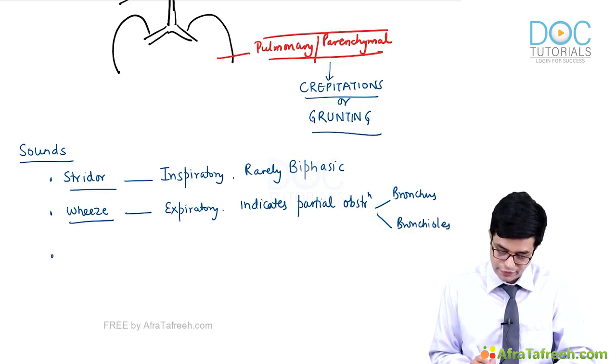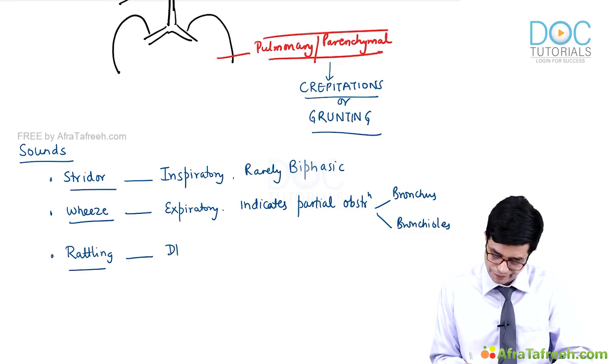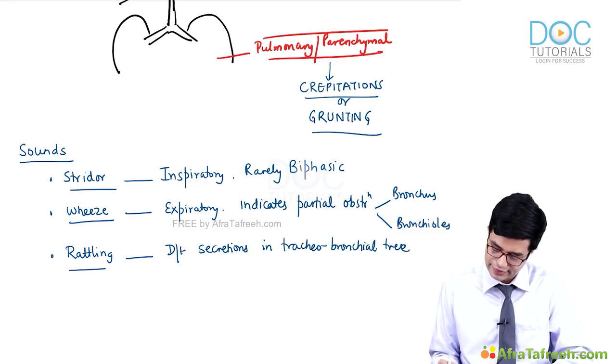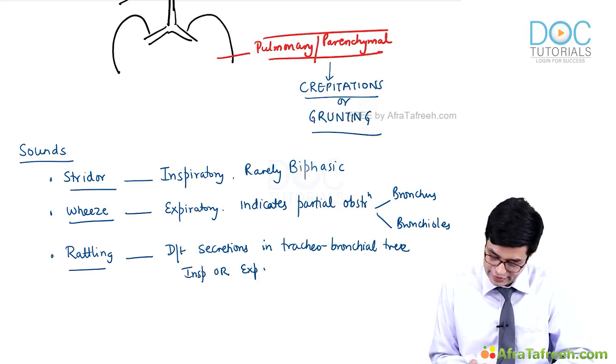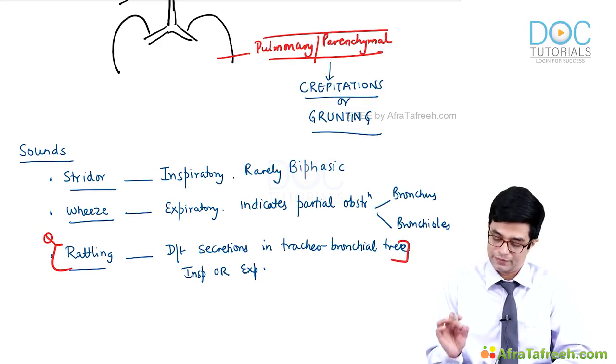Third sound that we have is rattling. It is not mentioned here, but rattling is a kind of sound which is due to secretions in the tracheobronchial tree. Rattling can be inspiratory or expiratory. What is the rattling sound? What does it indicate? It is an old MCQ already asked in the past. So I am labeling it here.